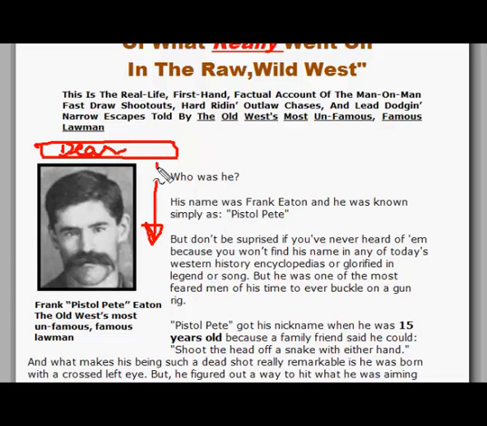Okay, start out. Who was he? Good, short line, question mark, build curiosity. His name was Frank Eaton, and he was known simply as Pistol Pete. But don't be surprised if you have never heard of him, because you won't find his name in any of today's Western history encyclopedias or glorified legend or song. But he was one of the most feared men of his time to ever buckle on a gun rig.